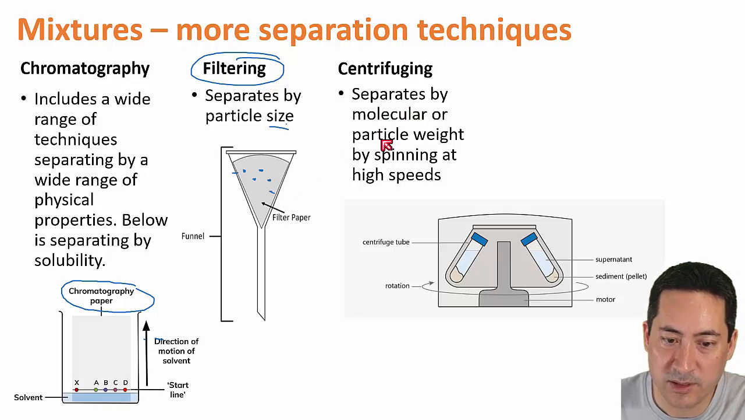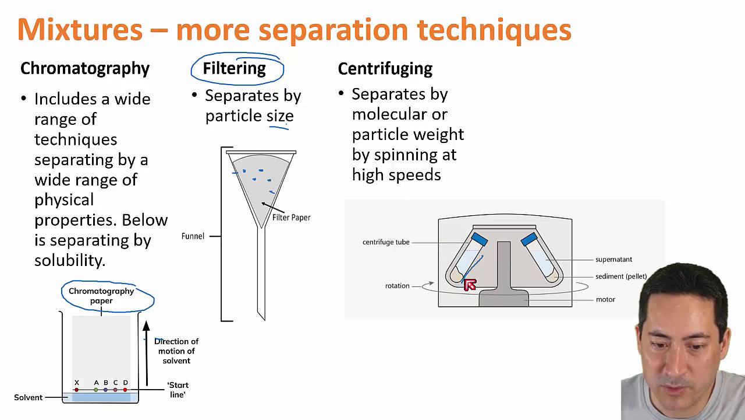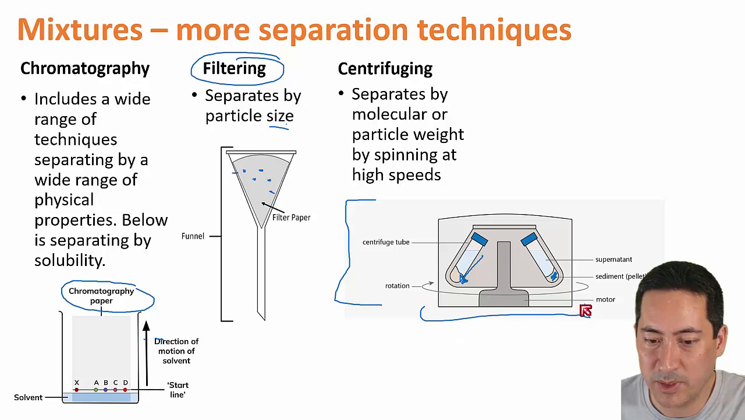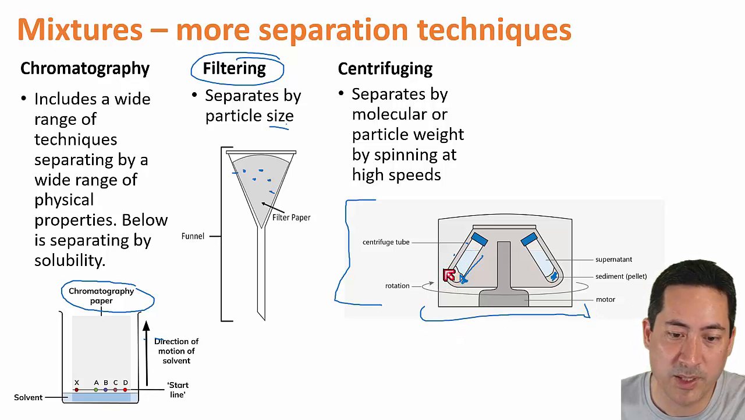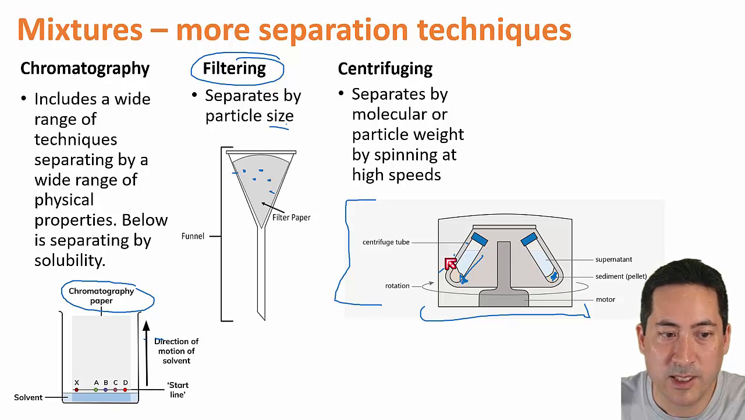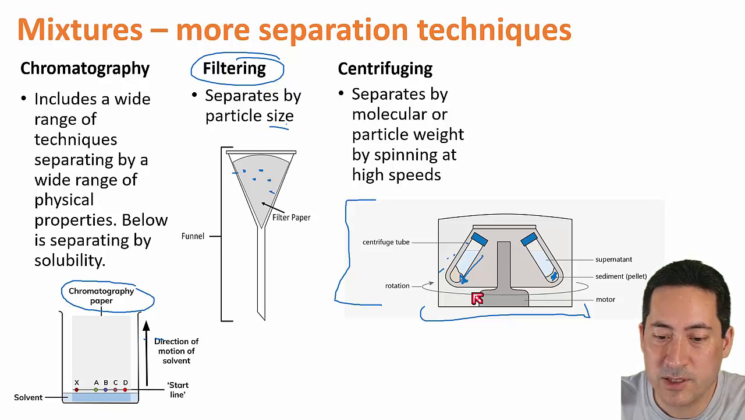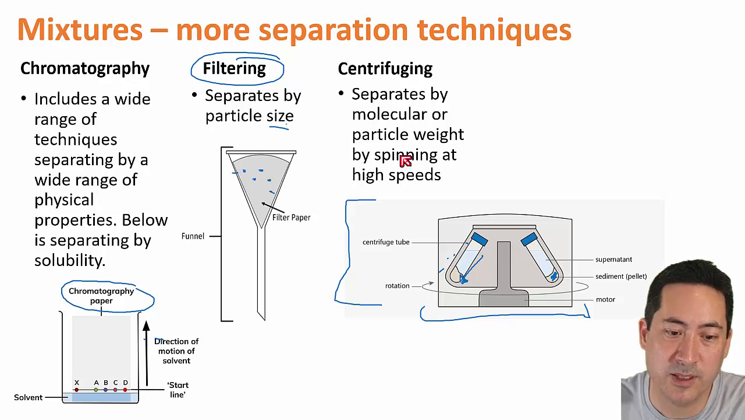And centrifuging, I'm staying away from the physics here, centripetal force versus centrifugal force. Let your physics teacher talk about that, but basically you spin it around and the heavier stuff goes to the bottom, and so you're separating by molecular weight. If you're lucky, your school will have a centrifuge, and again that's more of a biology thing where they separate blood out into its different components, but it has many other applications. Okay, so that is a quick overview of the complexity of mixtures, the different compounds there are, and the different effects they have on each other, and various separation techniques.